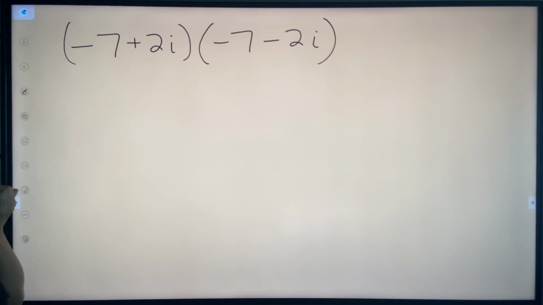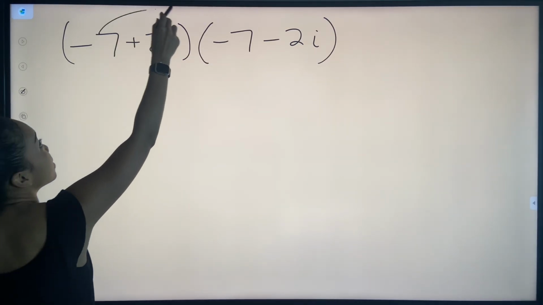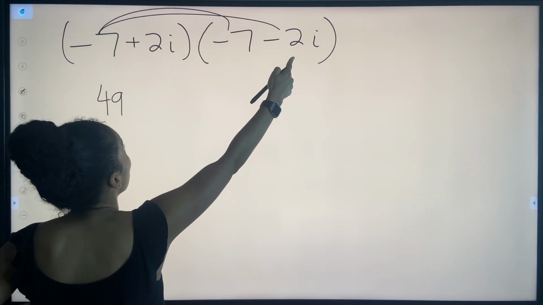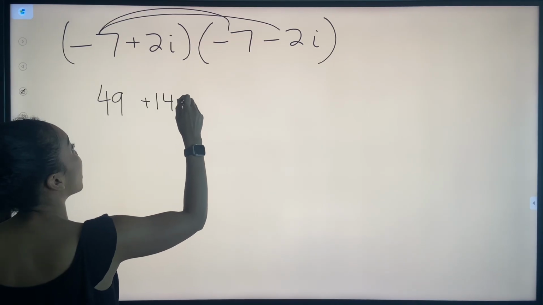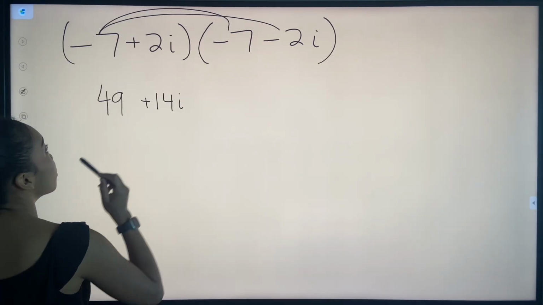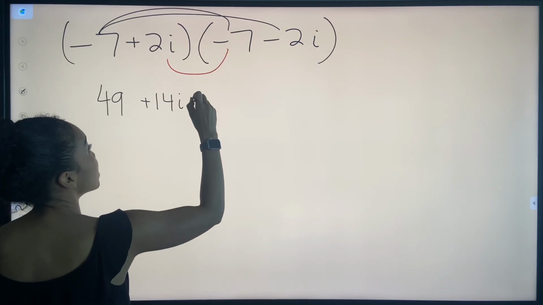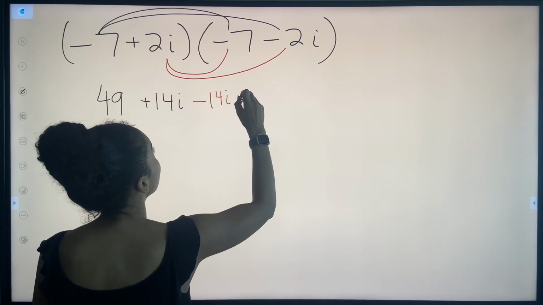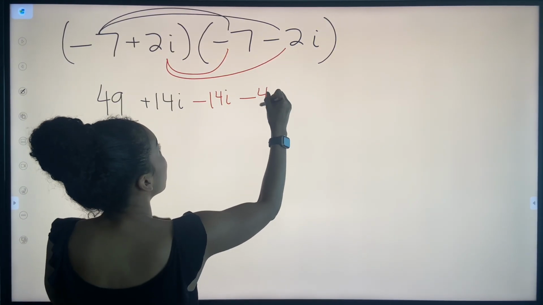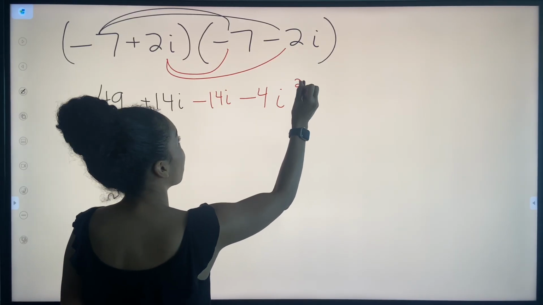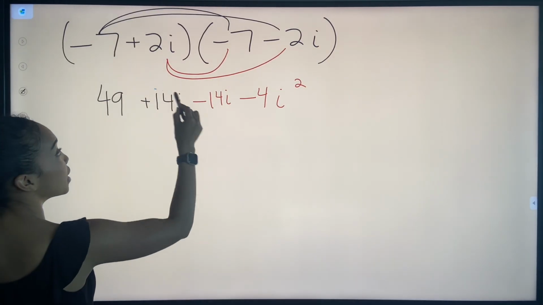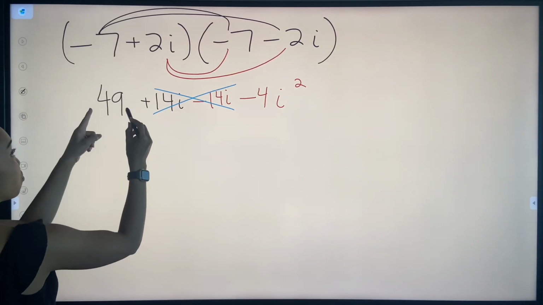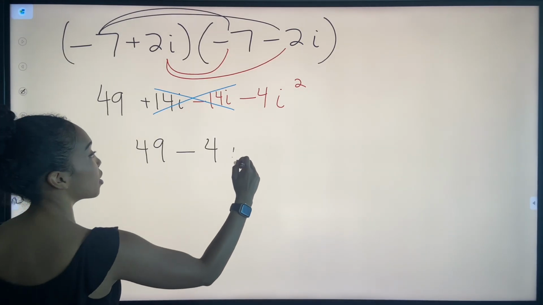Let's try this one. Negative 7 times negative 7 is 49. Negative 7 times negative 2i is positive 14i. 2i times negative 7 is negative 14i. 2i times a negative 2i will be negative 2 times 2 is 4. i times i is i squared. And notice, this middle part will cancel out because 14i minus 14i is 0. So I'm left with 49 minus 4i squared.